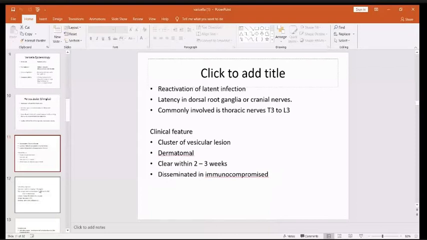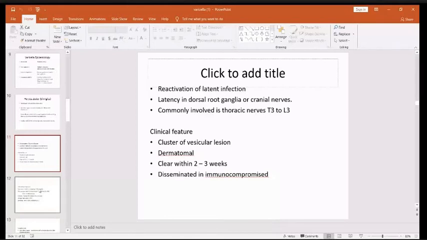And initially, it will start as a few lesions and it will go on spreading and spreading. Okay, and if we start antiviral treatment within 24 to 48 hours, we may stop the spread of the lesion. Next, we may limit the infection. We start antivirals early in shingles.